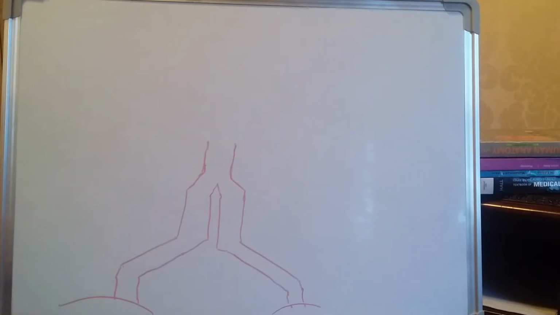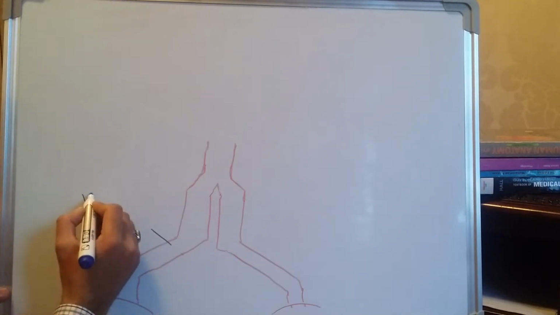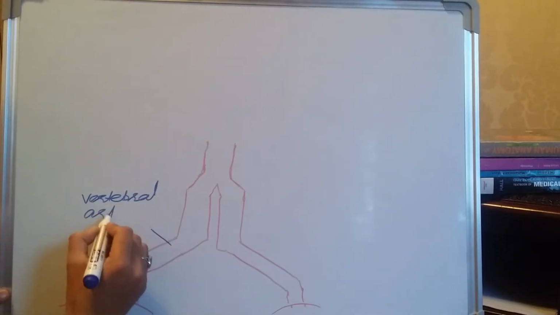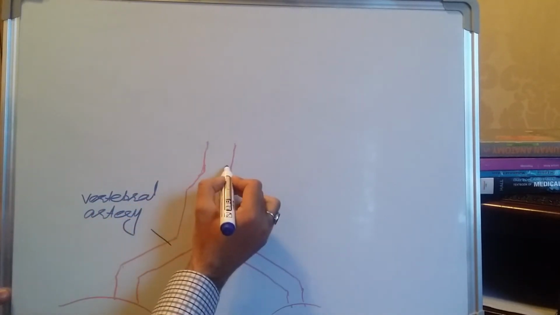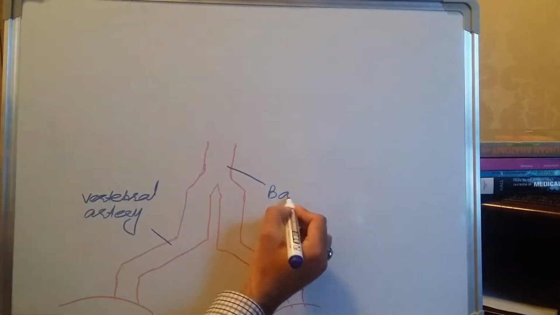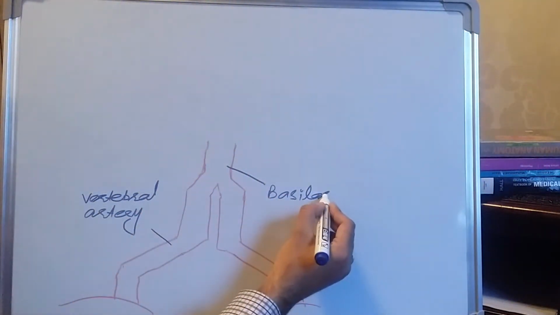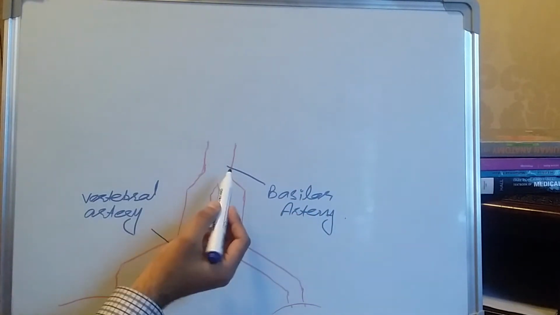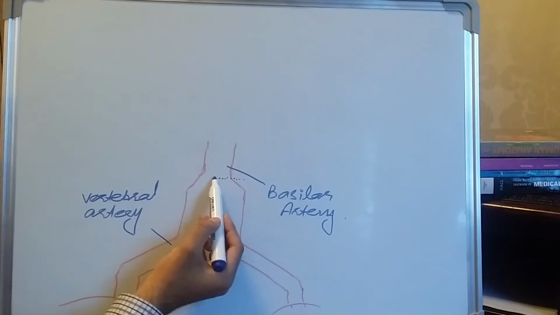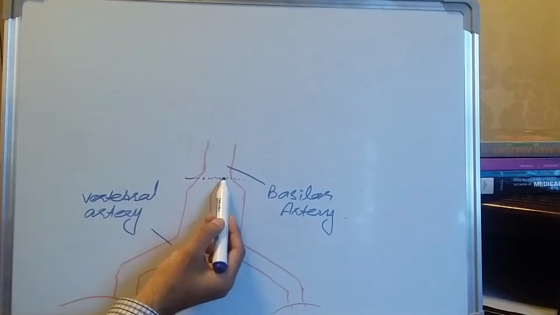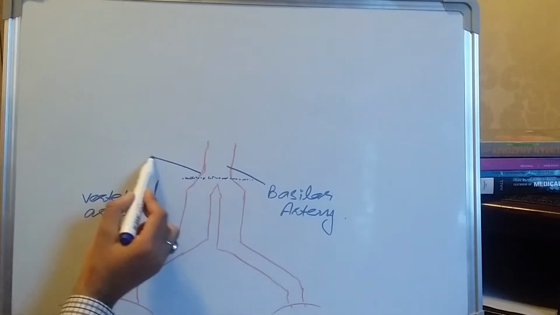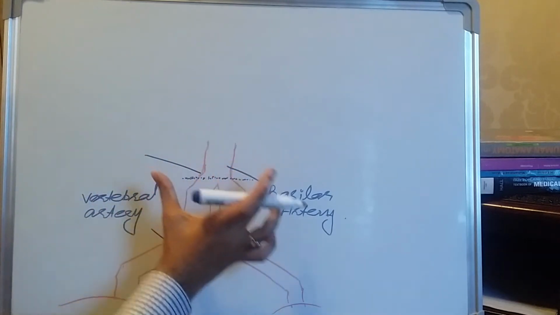So I will write the name here. This is the vertebral artery, and this is the basilar artery. Where they fuse together, this is the region of our medulla and pons. So this region is called the pontomedullary junction.